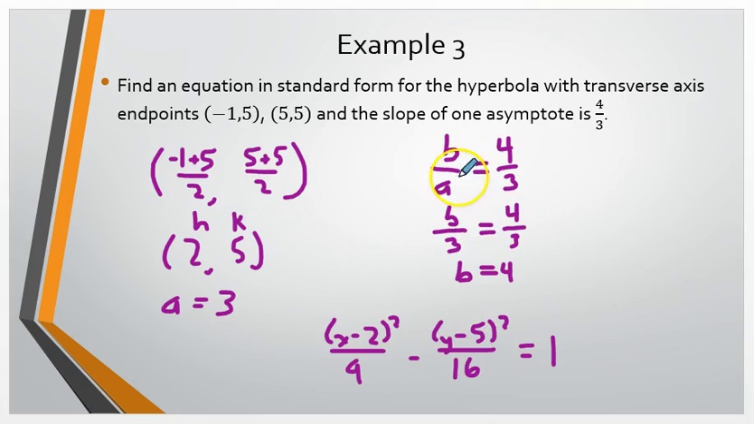So the trickiest thing was knowing whether we write b over a equals the slope of the asymptote or a over b. And to reiterate, you just do the number underneath y on top of the fraction. So figure out whether the number under y is going to be a or b. Put that one on top either way. So that's it for writing the equations.